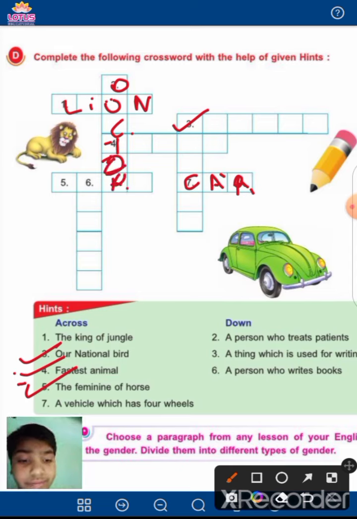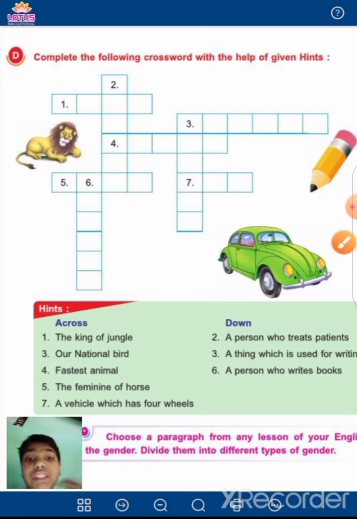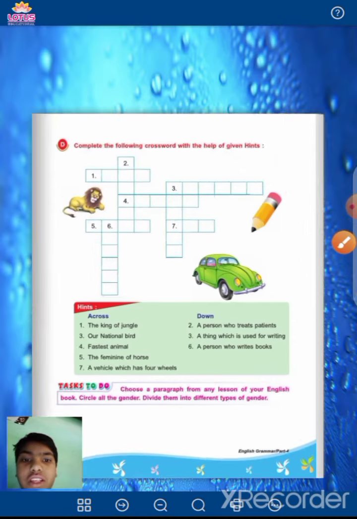Next. A thing used for writing. What is it? This image is used, right? It's a pencil. Oh, sorry, National Bird, Peacock will be here. Sorry, it's wrong. Pencil will come down here. This mosquito is also interrupting me. So pencil will come down here, and do the remaining ones, okay?